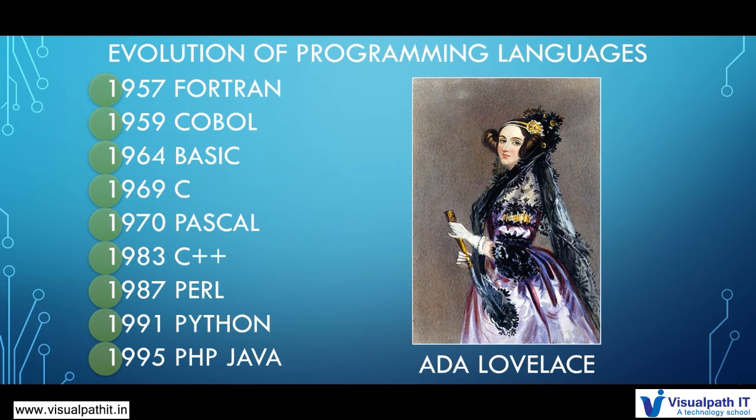In the year 1969, the language C was coined. It was developed by Dennis Ritchie of the Bell Laboratories. It was basically designed to develop the Unix operating system. We will be further getting into deep knowledge of C, but let's see about other languages too. In the year 1970, Pascal, which was named after Blaise Pascal, was created.